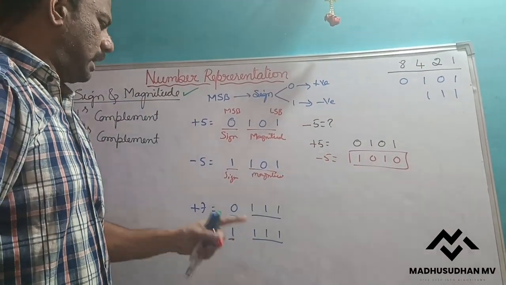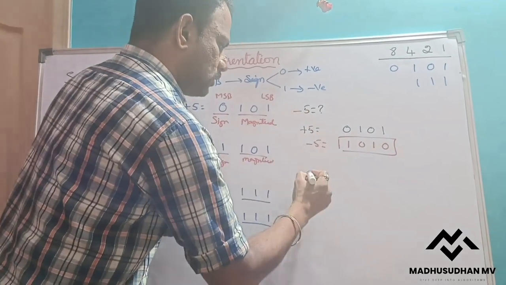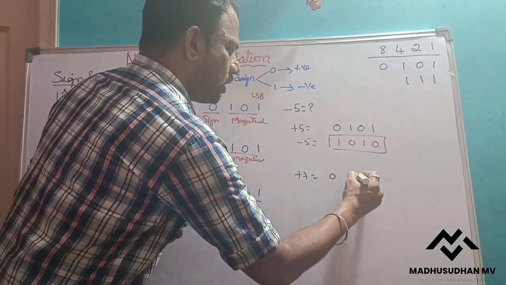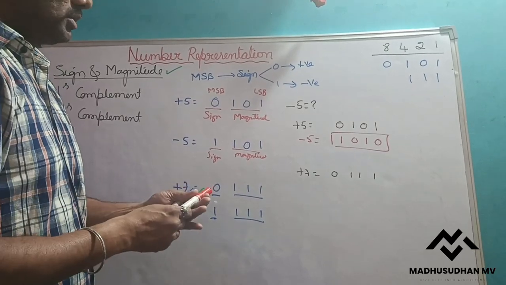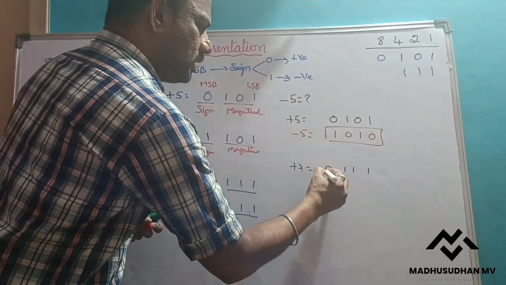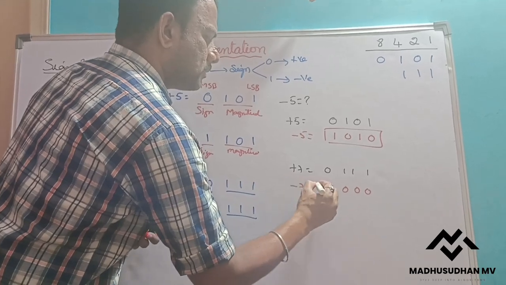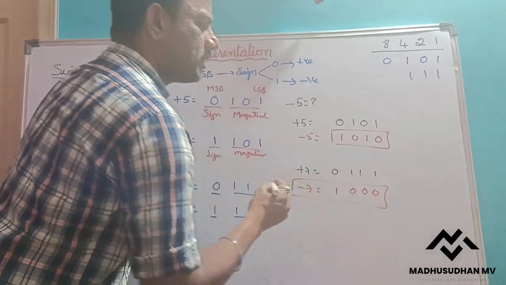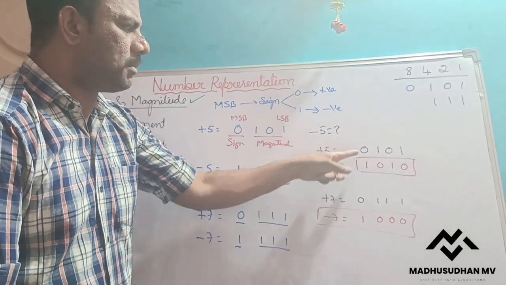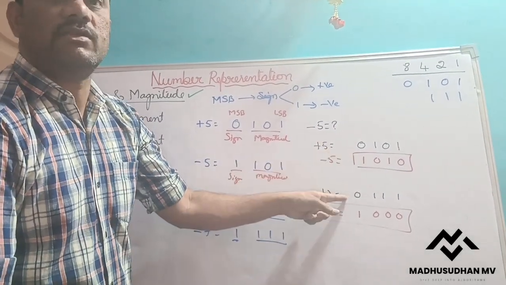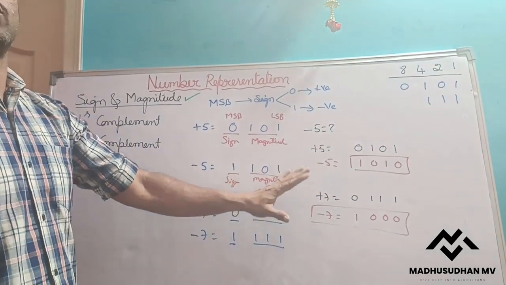Let us take one more. Plus 7 we know is 0, 1, 1, 1. Now change 0s to 1s and 1s to 0s. I am changing 0 to 1, 1 to 0, 1 to 0, 1 to 0. This is your minus 7. So what is the one thing to observe? For the positive number, the sign bit is 0. For negative numbers, the MSB is 1. This is how to get ones complement.